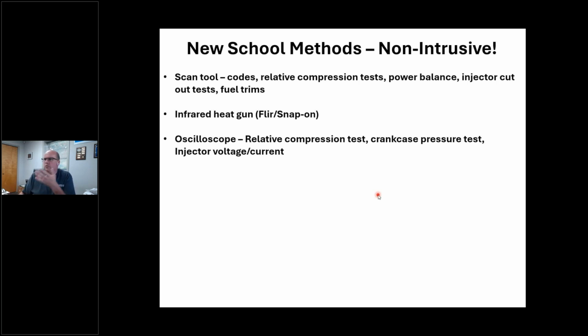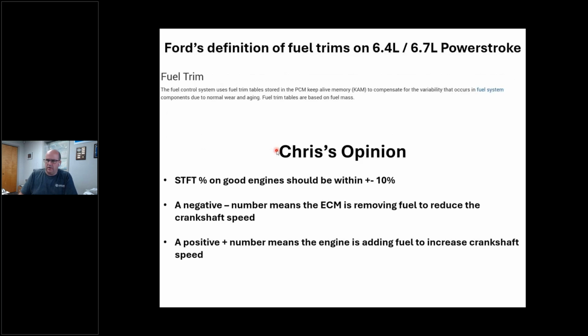I can use the scan tool: relative compression, power balance, injector cutouts. I could use the heat gun, like I said, or I can use an oscilloscope. I'm going to use Pico here in a second. This is not a scan tool class, but one thing I'm interested in before we just go out and put the scope on it is I want to look at fuel trims. Kind of like the balancing rates on the Duramax, Ford, International, whatever you want to call it, they've got some fuel trim numbers. And all these modern engines have fuel trim numbers nowadays.